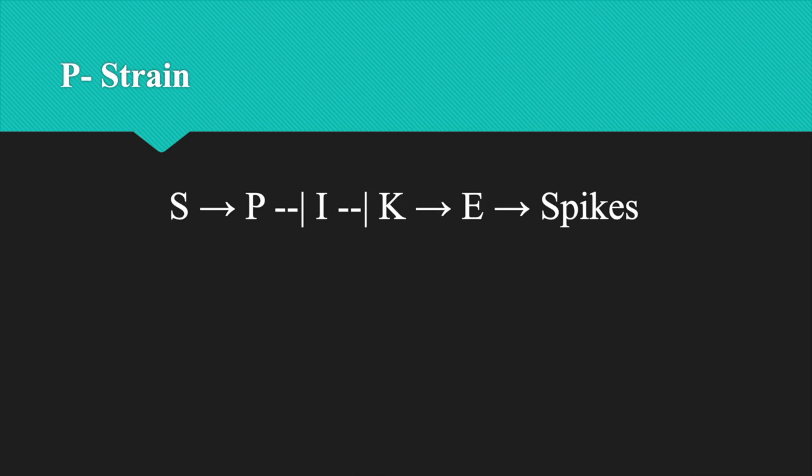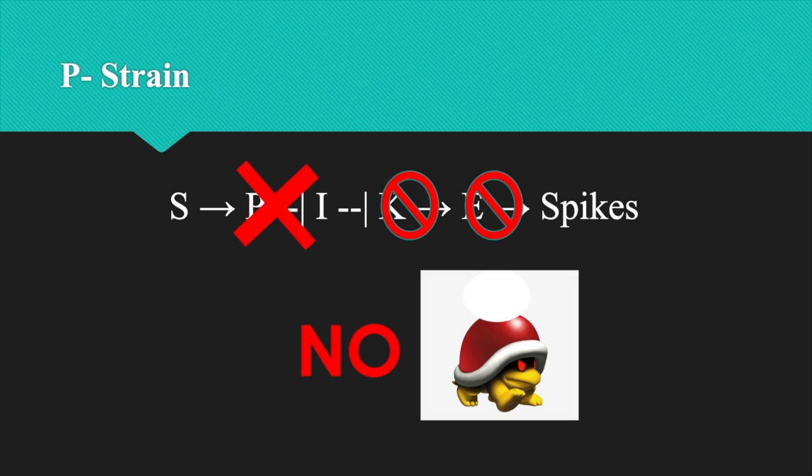Let's take a look at a strain where the P is missing. In this strain, the P is missing, which means that I will block K, which will in turn not be able to promote E, which means that our spikes will not be produced.